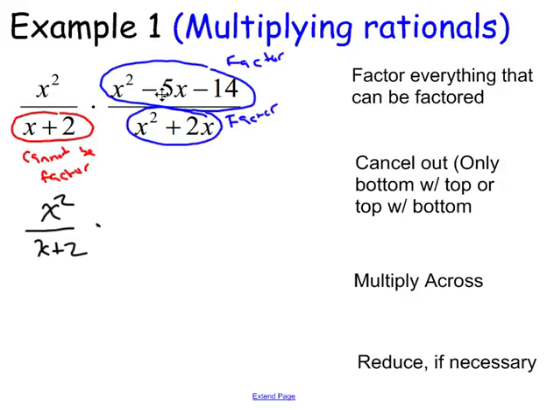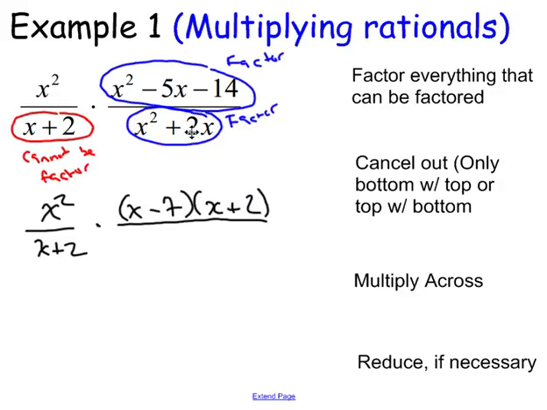That's going to be 2 bubbles or 2 sets of parentheses. So I'm going to write my 2 sets of parentheses, and I'm going to factor this. So that's going to be x and x. And I need 2 numbers that multiply to negative 14 but add up to negative 5. So that's going to be 7 and 2. And I know this has to be negative, this has to be positive.